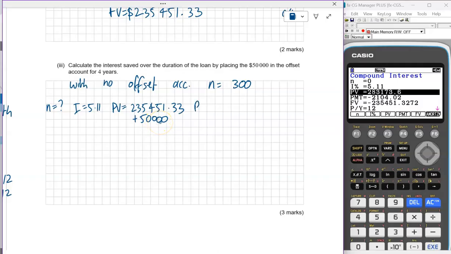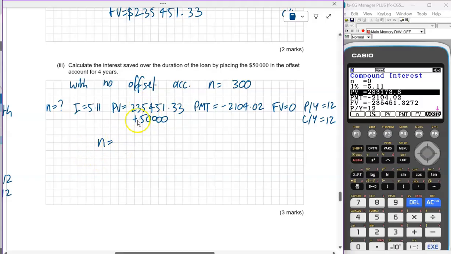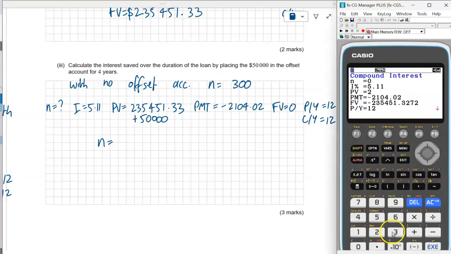Now, the PMT, again, we're assuming that doesn't change. So keep it as minus $2,104.02. The future value, we're going to set to 0 here. So to pay off the loan completely, how long is it going to take her? Now, PY and CY, we're assuming, are both still 12. Okay. Based on all that, what is N equal to? How many more months does Grace have to pay off this amount? Keeping in mind she has already been paying it off for 7 years. Okay. So let's pop these amounts in. So it's $235,451.33 plus the $50,000.